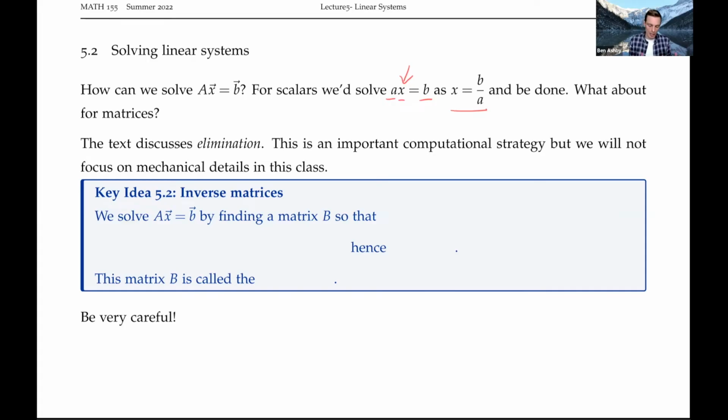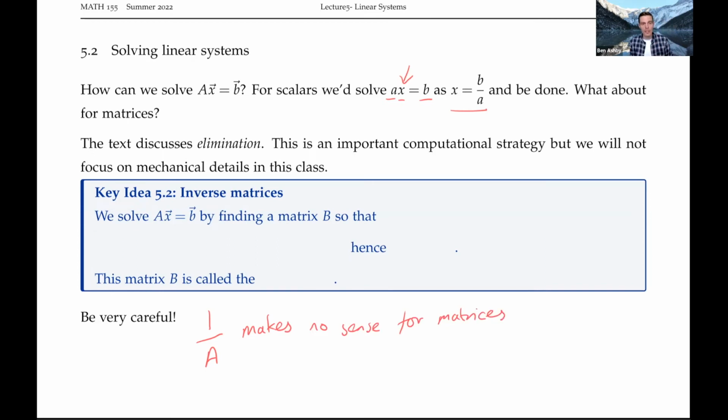But what about matrices? Well, this is a little bit more tricky because we can't divide by matrices. The reason why is that 1 over a makes no sense for matrices.